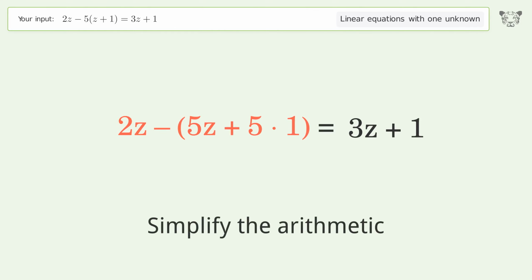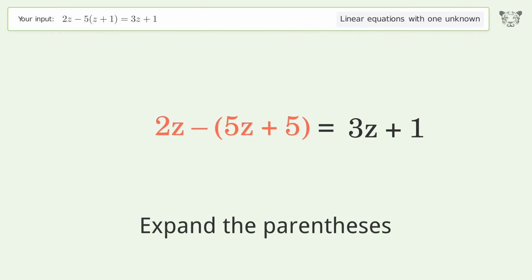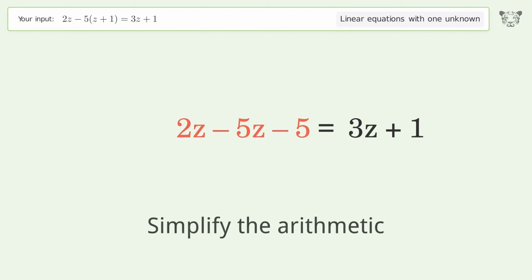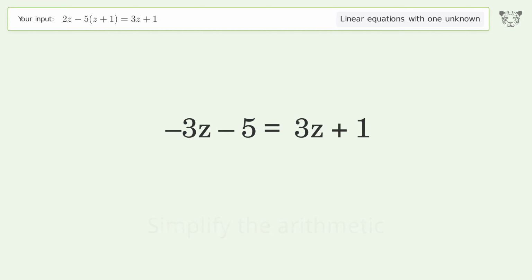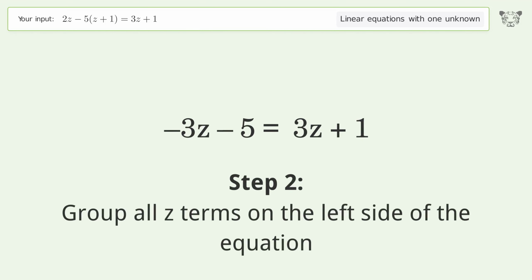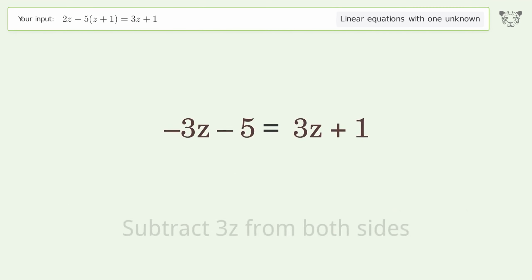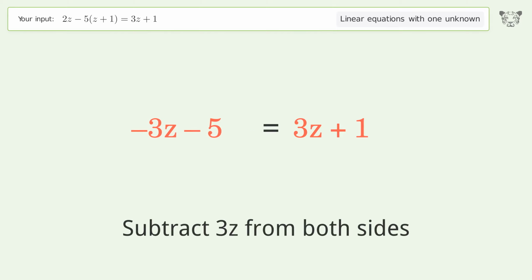Simplify the arithmetic. Expand the parentheses. Simplify the arithmetic. Group all z terms on the left side of the equation. Subtract 3z from both sides.